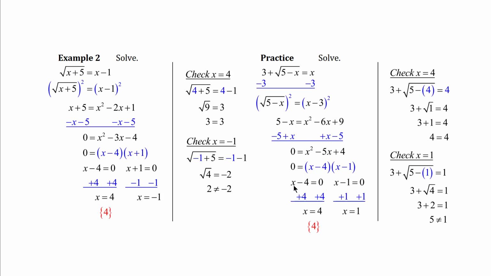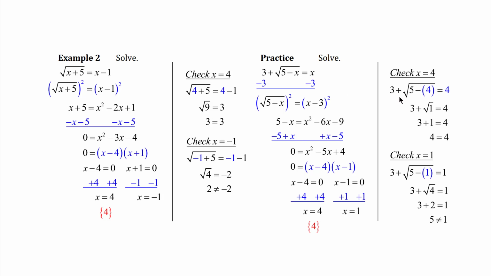Solving the first equation for x, we add 4 to both sides. The result is x equals 4. Solving the second equation for x, we add 1 to both sides. The result is x equals 1. Next, we verify our answers. Starting with x equals 4, we plug it into the original equation.